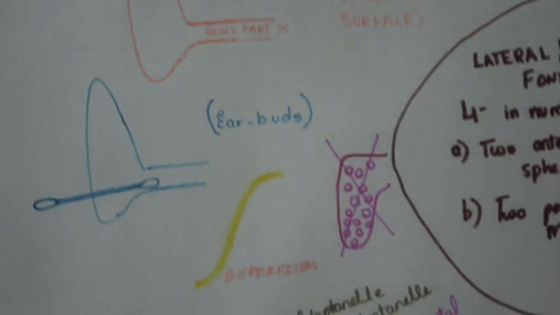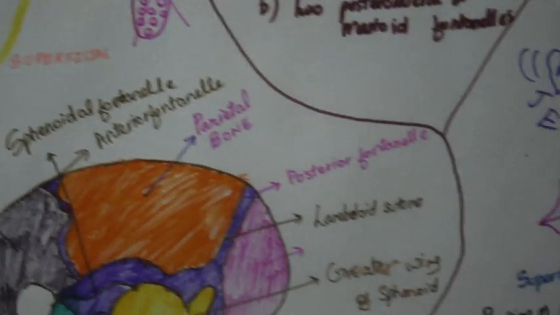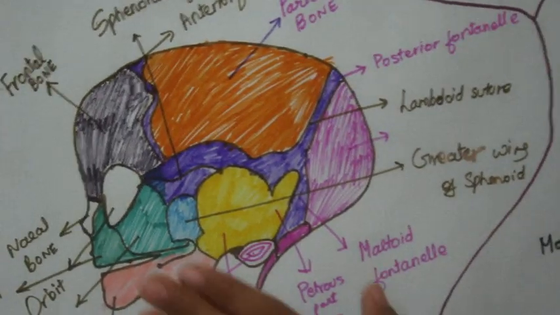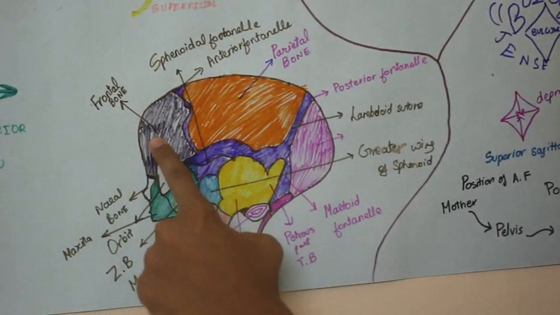And now we're going to discuss the anatomy of this skull. I'm showing you the lateral view. This is the frontal bone. You can see it here.